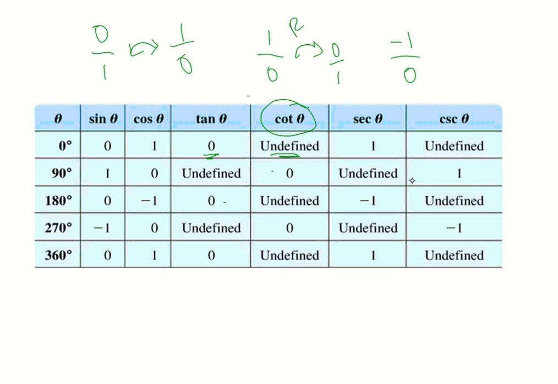And then anytime sine is 0, the cosecant is undefined. It's all about division by 0. The sine, cosine, and tangent are the main ones that you want to pay attention to, and then you can always do the reciprocal to find the other ones.